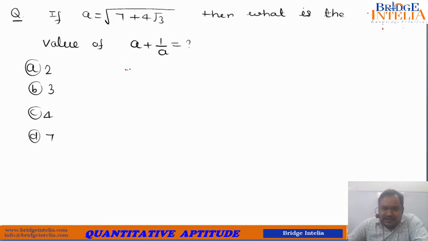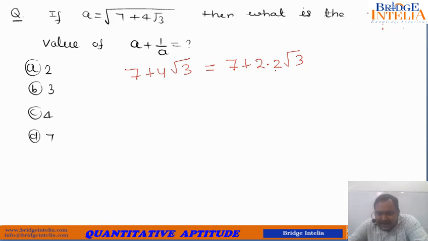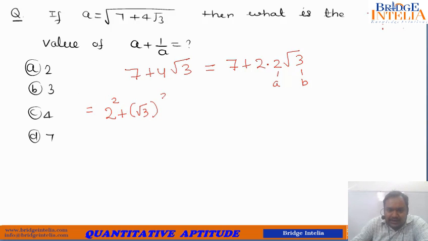So 7 plus 4 root 3. Let's see what shape it takes. 7 plus 2 into 2 root 3. And in fact, if you observe, this can play the role of a, this can play the role of b, because a square is equal to 4 and b square is equal to 3. So a square plus b square is actually equal to 7. So 7 plus 4 root 3 can actually be written as 2 square plus root 3 whole square, plus 2 into 2 into root 3. So this is actually equal to 2 plus root 3 whole square.